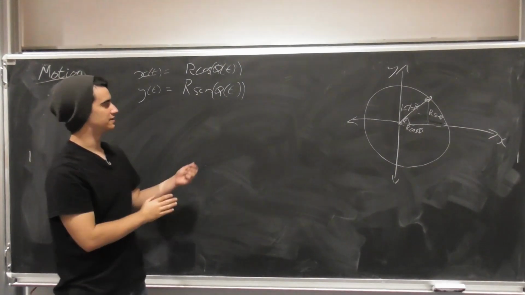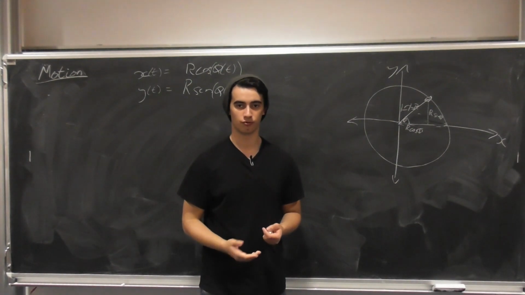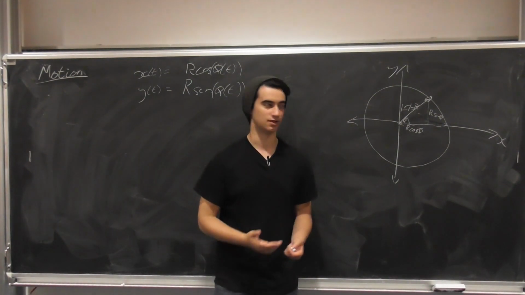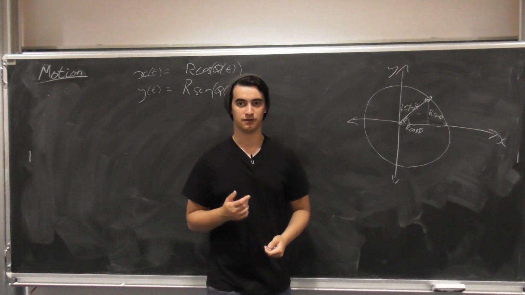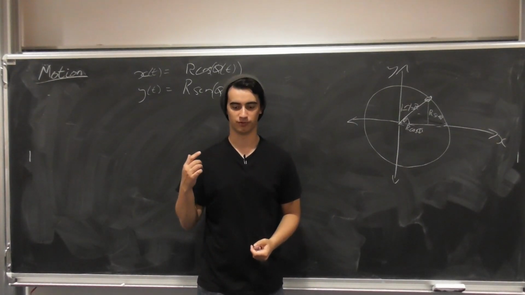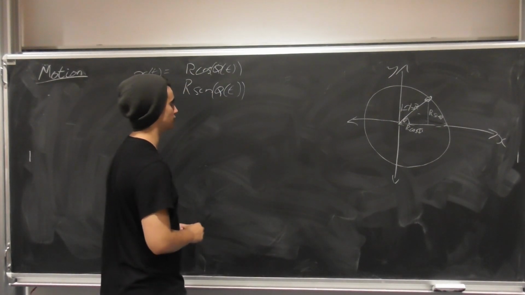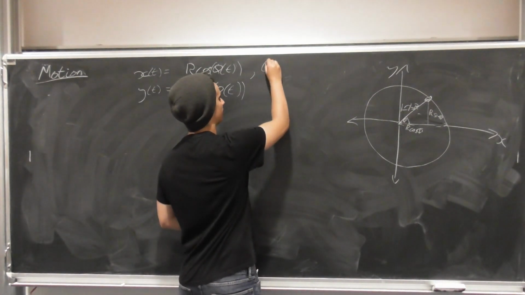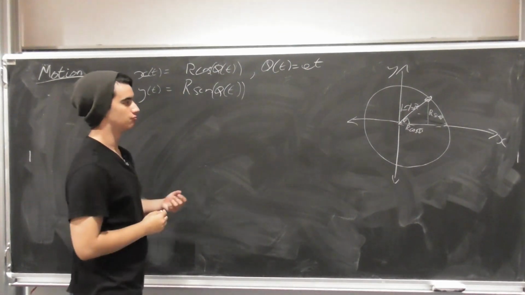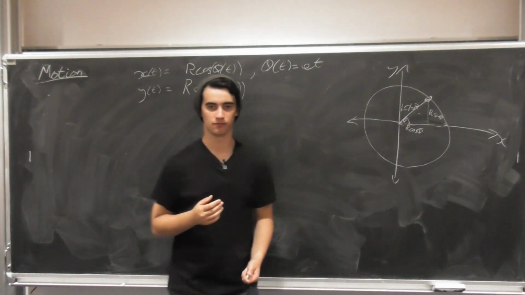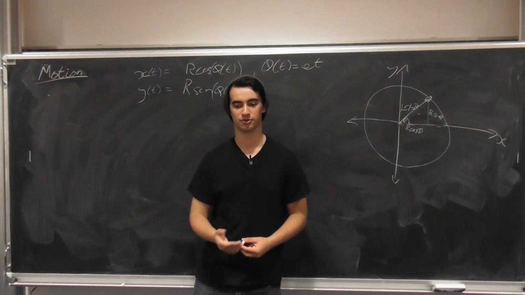Now we're trying to find what describes theta. It has a linear relation to time, because the particle is moving at constant speed. This is where we come back to omega, the angular frequency, which tells us the speed. If we set theta of t equal to omega t, we find what we're looking for, which is really the same, or similar, equations to what we had for simple harmonic motion.